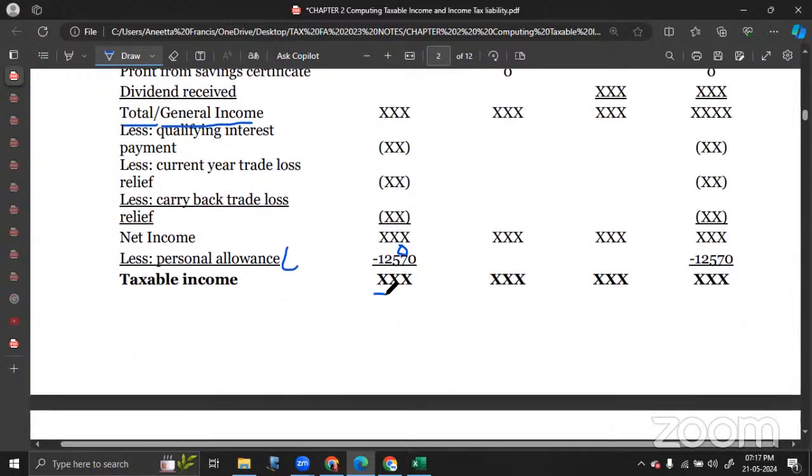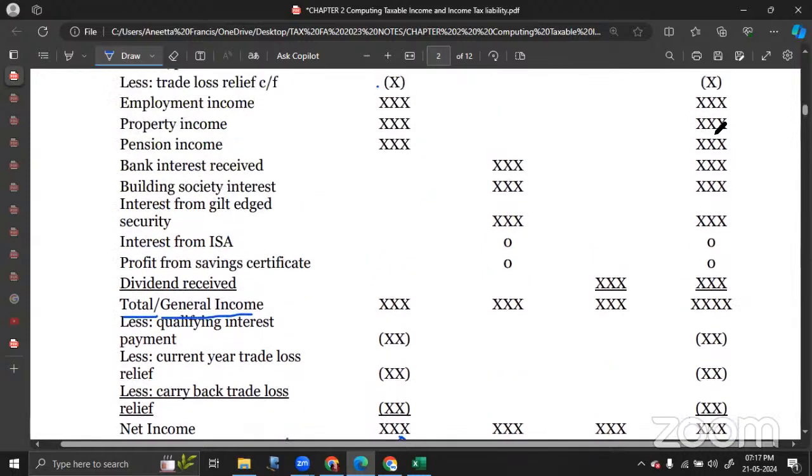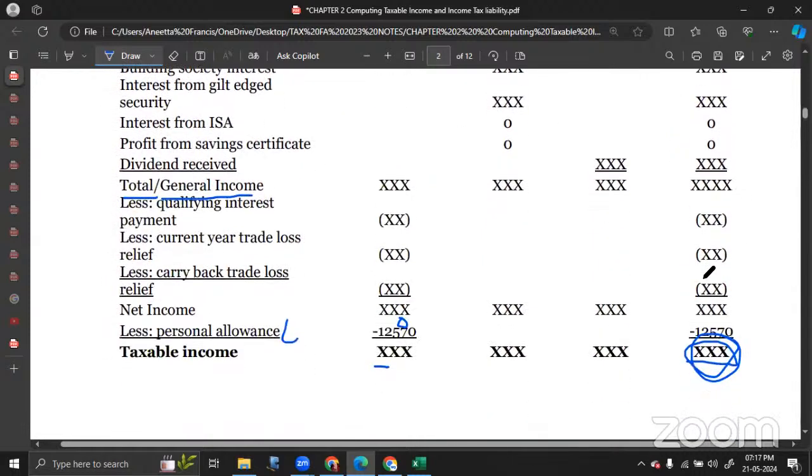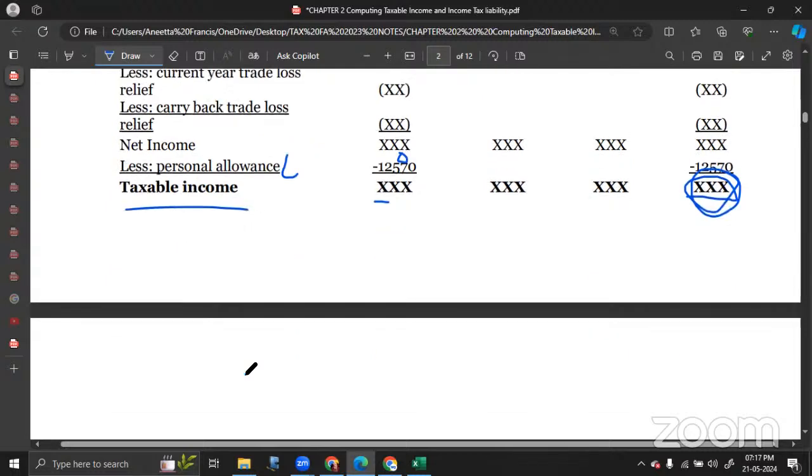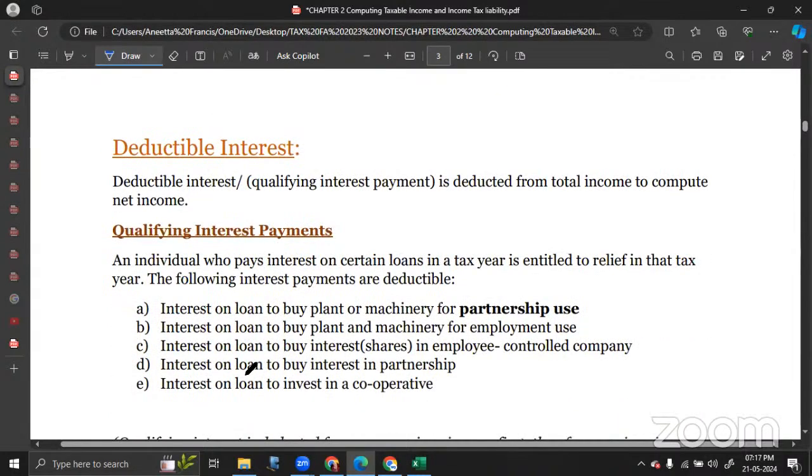Finally, you will get your taxable non-savings, savings, dividend income, and your total taxable income. This is your total taxable income. Now, on the basis of this total taxable income, we decide on the category of taxpayer this person is. As you are aware, there are 3 categories of taxpayer: a basic rate taxpayer, a higher rate taxpayer, and an additional rate taxpayer.